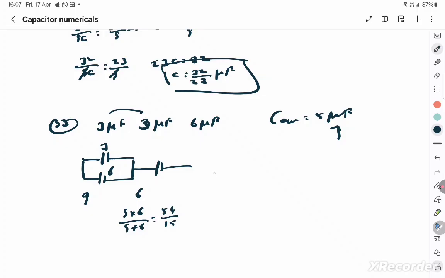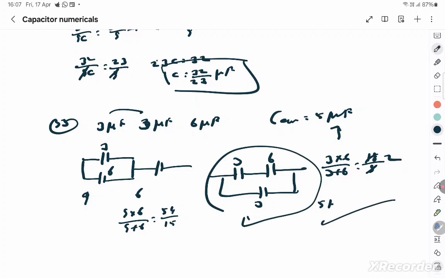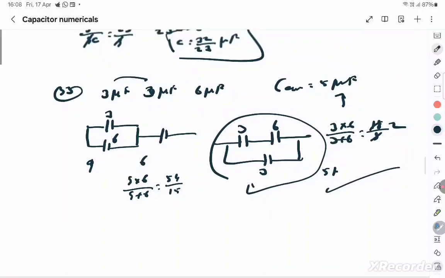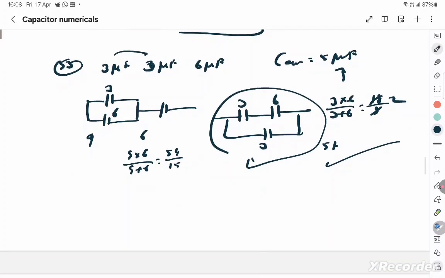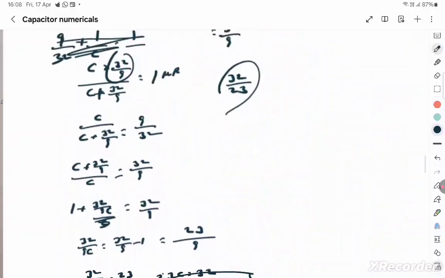So next is the other combination, a 3 and a 6 in series in parallel with a 3 microfarad. This is another combination. So series is always 3 into 6 by 3 plus 6, which is 6 3s are 18 by 9, it's 2, with a 3. So then the answer is beautiful, and this is the right solution. So juggle it around and get your answer. So that completes the 53rd question. So let's go to 54th question. 54th question, let me see if it's there.